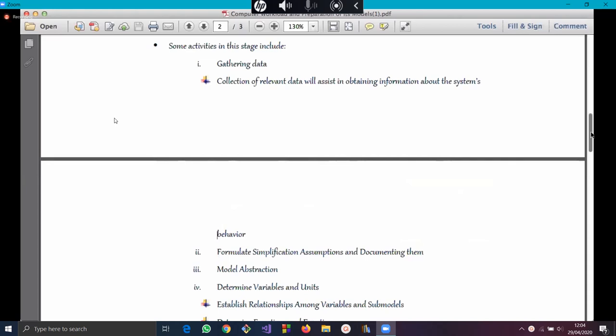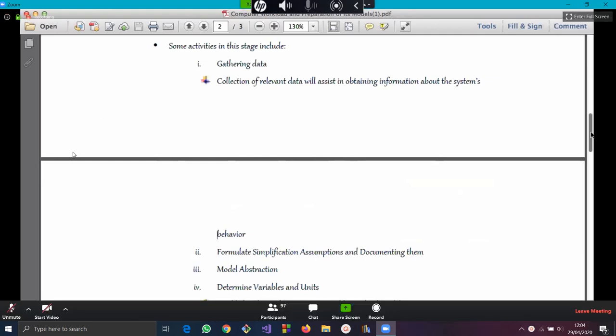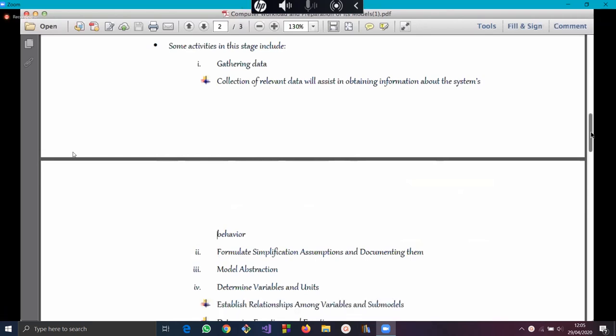Remember, we also talked about system behavior, which gives you what we call models, which is the same as what you talk about as business rules in database modeling. Then you formulate simplifications and document them. Remember, there has to be a system, there has to be assumptions.